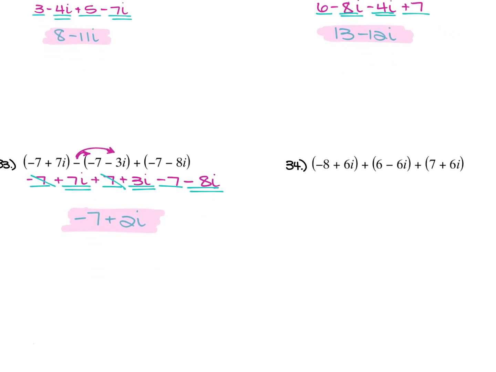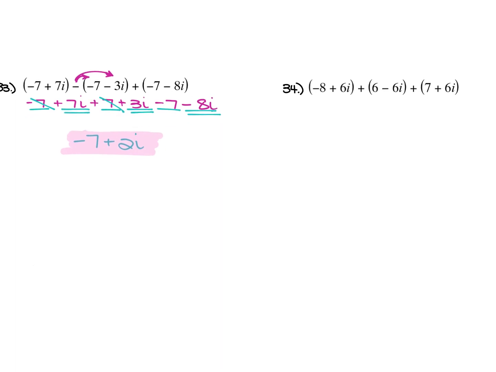For 34, you have negative 8 plus 6i plus 6 minus 6i plus 7 plus 6i. Addition is in between all of these parentheses, so just rewrite these without the parentheses and then combine like terms. Your negative 8 matches with the 6, that gives you negative 2. Plus the 7 is 5. Then you have the 6i minus 6i, which are opposites, so they cancel. And then the next 6i is just left over. So it's just 5 plus 6i.